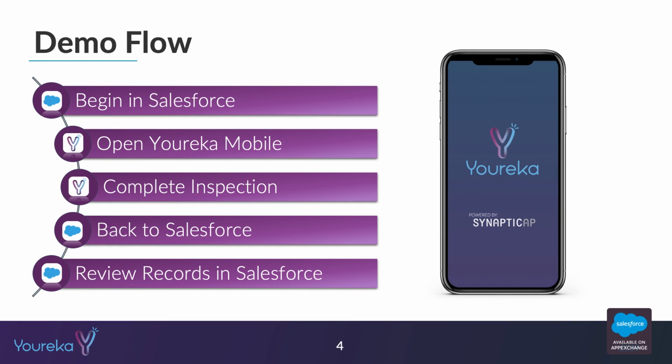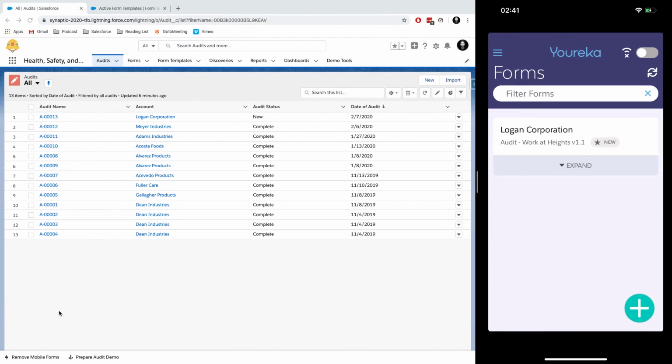The demo flow that I'm going to show you is we're going to begin inside of Salesforce, and then we're going to open up the Youreka mobile app on my iPhone. We're going to complete an inspection without internet connectivity, and then when we come back online, we're going to push the data back to Salesforce and then review those records and see where everything landed in the system. So with that said, I'm going to move over into my Salesforce environment and show you around, get us oriented around what you're going to see today, and then we'll do the inspection.